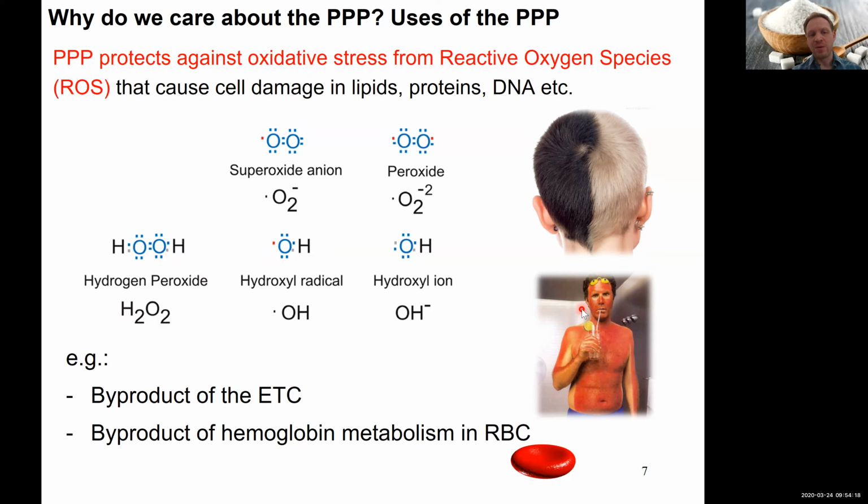And the PPP now has one major function, and we'll see a bit how it works, to deal with these reactive oxygen species.